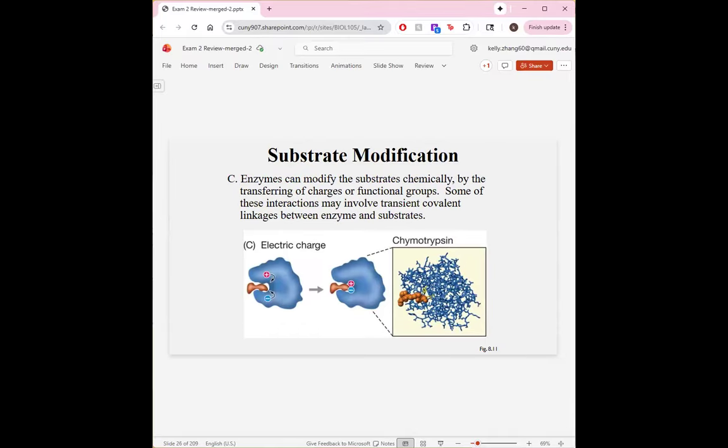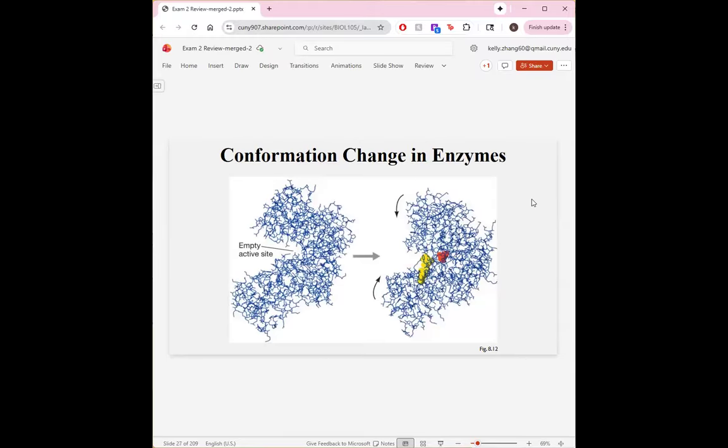There's also substrate modification. Sometimes the binding of an enzyme to a substrate can cause a chemical change in the substrate by the transfer of charges or functional groups. Some of these interactions may involve transient covalent linkages between enzymes and substrates. There are also conformation changes in enzymes, meaning a change in the enzyme's 3D shape. Oftentimes the binding of a substrate can cause a change in enzyme shape or the shape of the active site, and this is called induced fit.